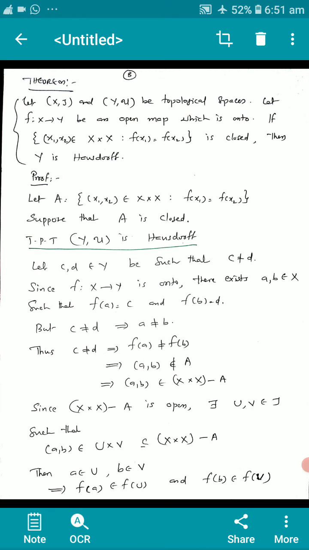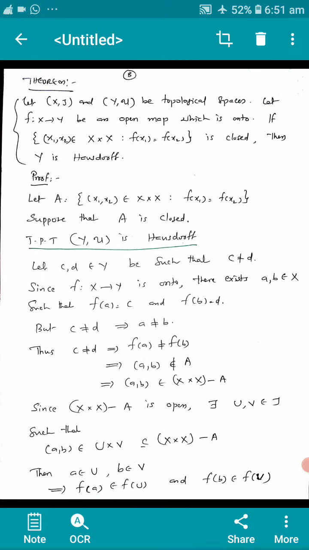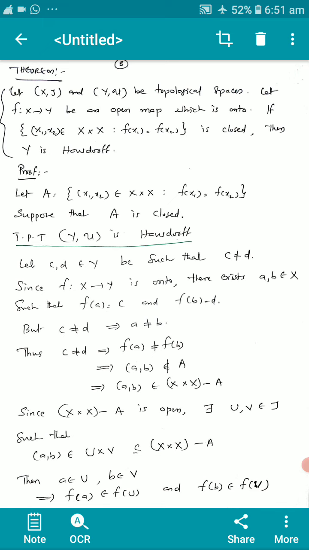We take 2 points c, d in Y satisfying c not equal to d, that is, c and d are distinct points. Since f from X to Y is onto, there exist a, b in X such that f of a equal to c and f of b equal to d. But c not equal to d, this implies a not equal to b. Thus, c not equal to d implies f of a not equal to f of b, which implies (a, b) is not an element of capital A.